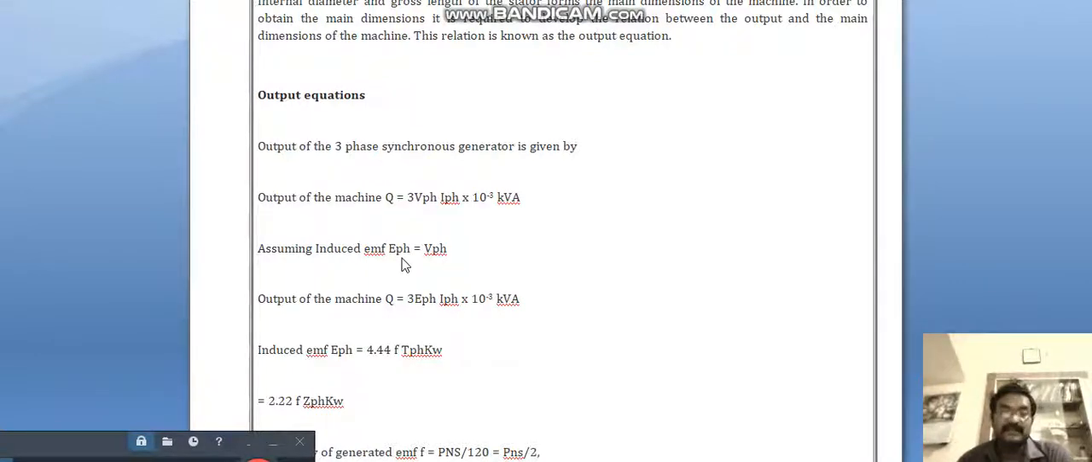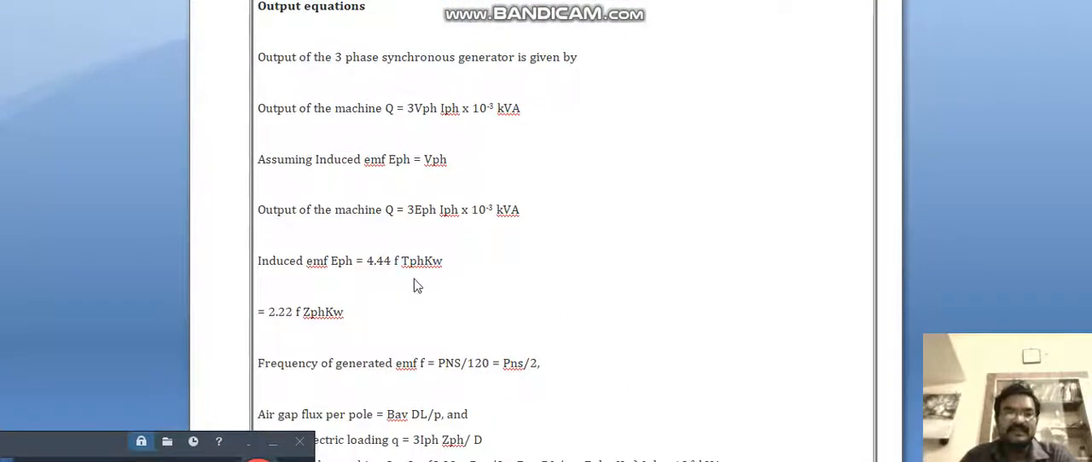Induced EMF E phase is equal to 4.44 f T phase kw. In place of T phase, if you put Z phase equal to 2 T phase, the same equation can be rewritten as 2.22 f Z phase kw. The value of E phase now becomes 2.22 f Z phase kw.